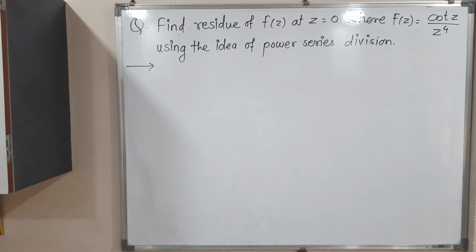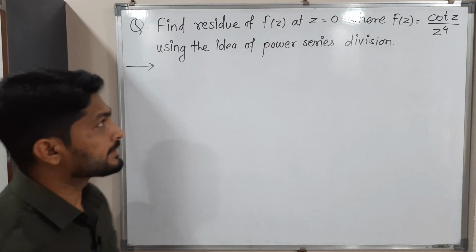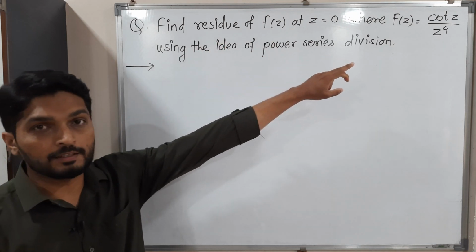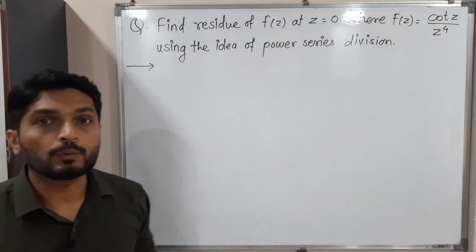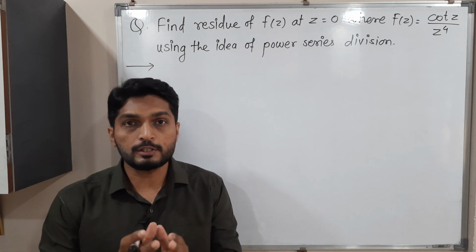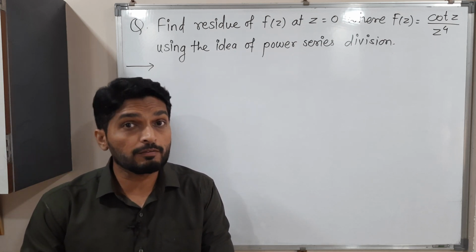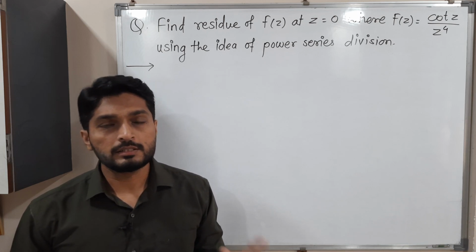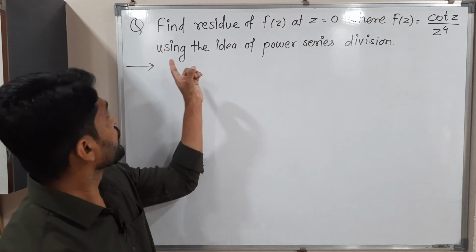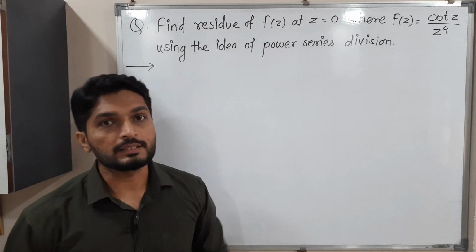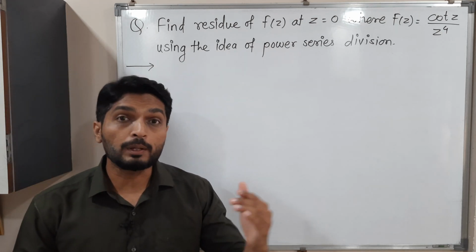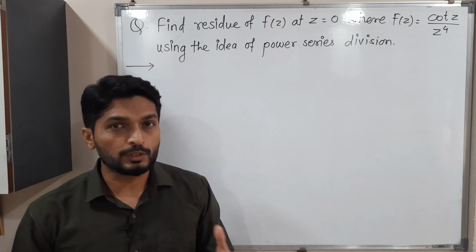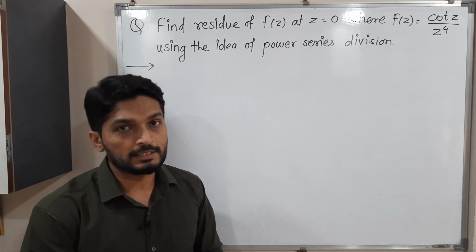Hi everyone. In this video we are going to discuss this example. We have to find the residue of f of z, given there, at the point z is equal to 0. So z is equal to 0 is a singular point and we have to find the residue of f at 0. But I will say this problem is totally different. Since they have added this condition, using the idea of power series division, we have to divide one power series by another power series, and using that we have to find the residue. This is a different part of this example.